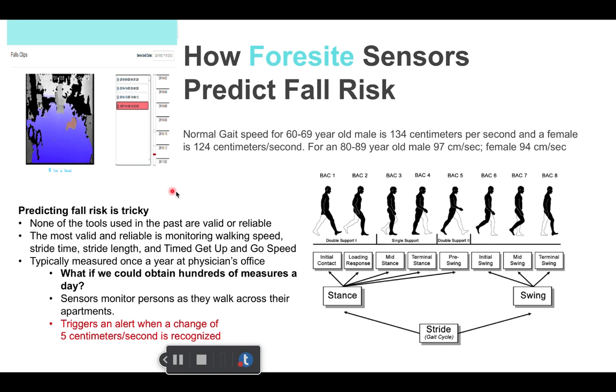We also typically only do this once a year, whereas if we have something in the residence room, like the monitors, depth sensors that we have with the Foresite sensors, then you can obtain hundreds of measurements a day. But when we see that someone actually triggers a fall alert is when a change of 5 centimeters per second is recognized. And that's when that alert actually goes out. And that's consistent with the literature on what a significant change actually is.